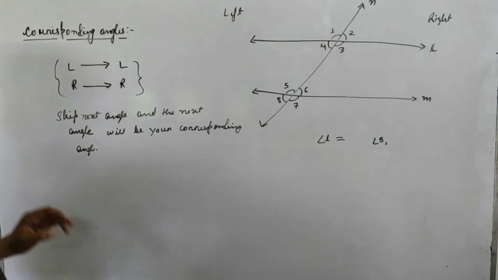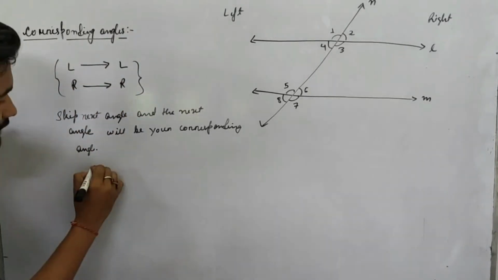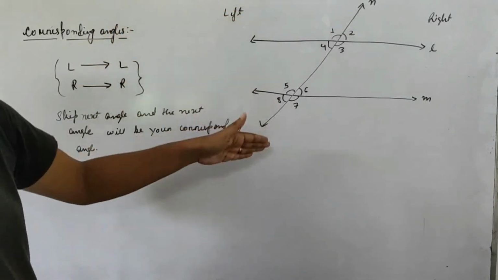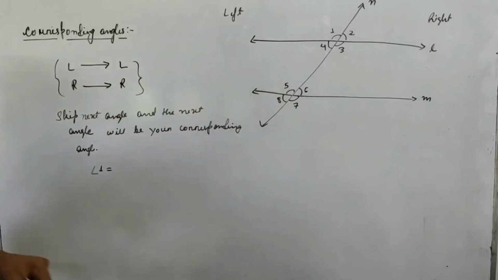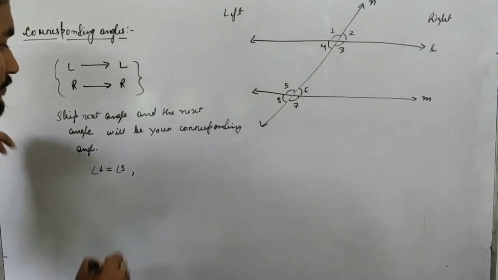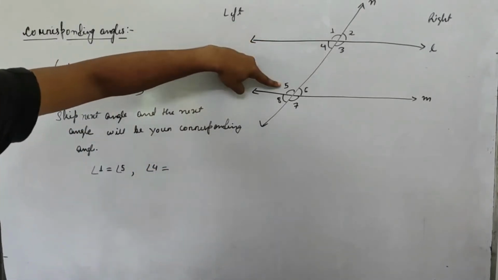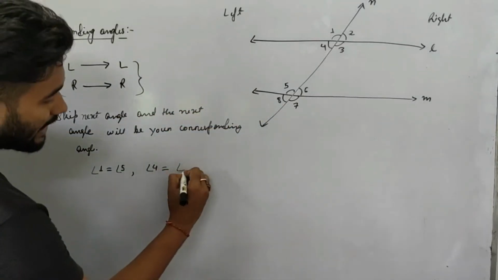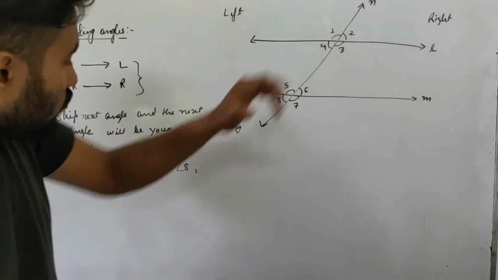Understood? How? So what will be the corresponding angles? Let us see now one by one. With angle 1, what will be equal? I will skip this one. At first I will check on the left side only. The next one will be my corresponding angle, that is angle 5. What will be the corresponding angle for 4? Angle 4 will be equal to, I will skip this next angle and the next angle will be my corresponding angle, angle 8. Now, what will be the corresponding angle for 2?